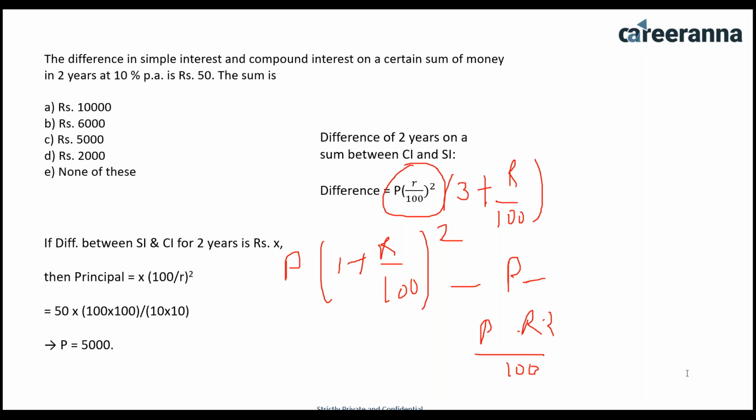Guys, does anyone have any doubt? No cube, Tushar. There is no cube in this. Only this is the formula. Okay, I hope no one has any doubt.